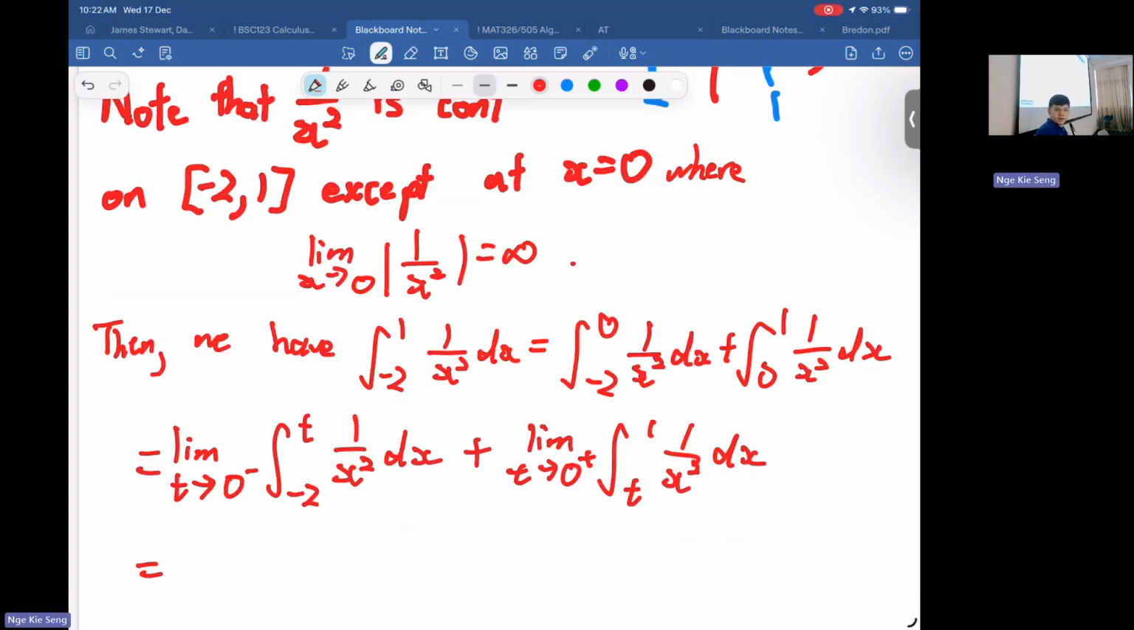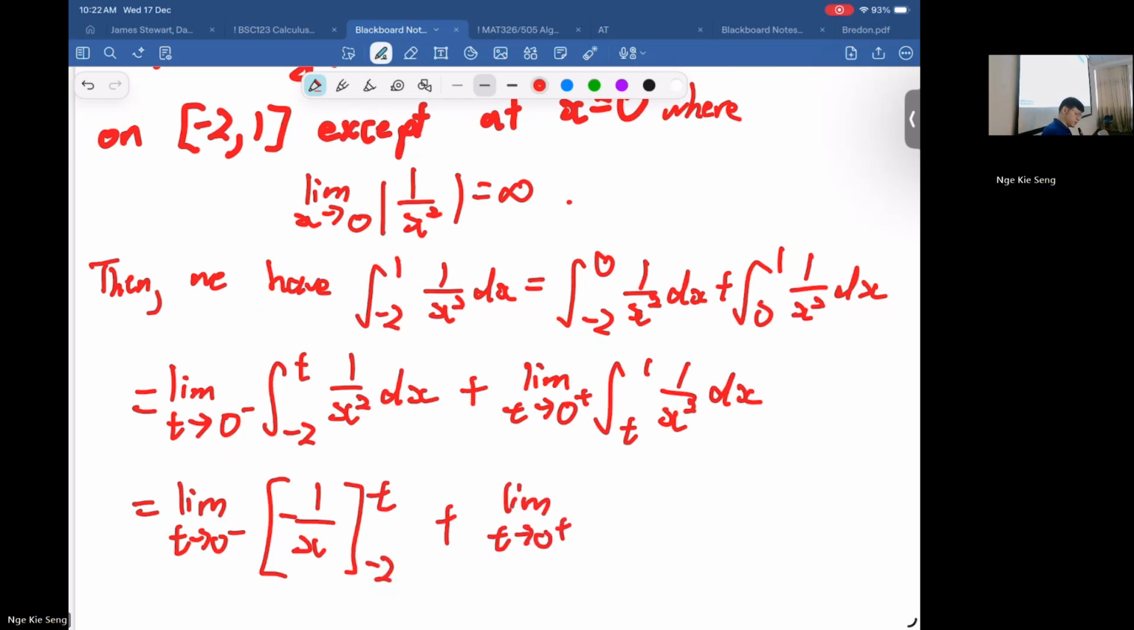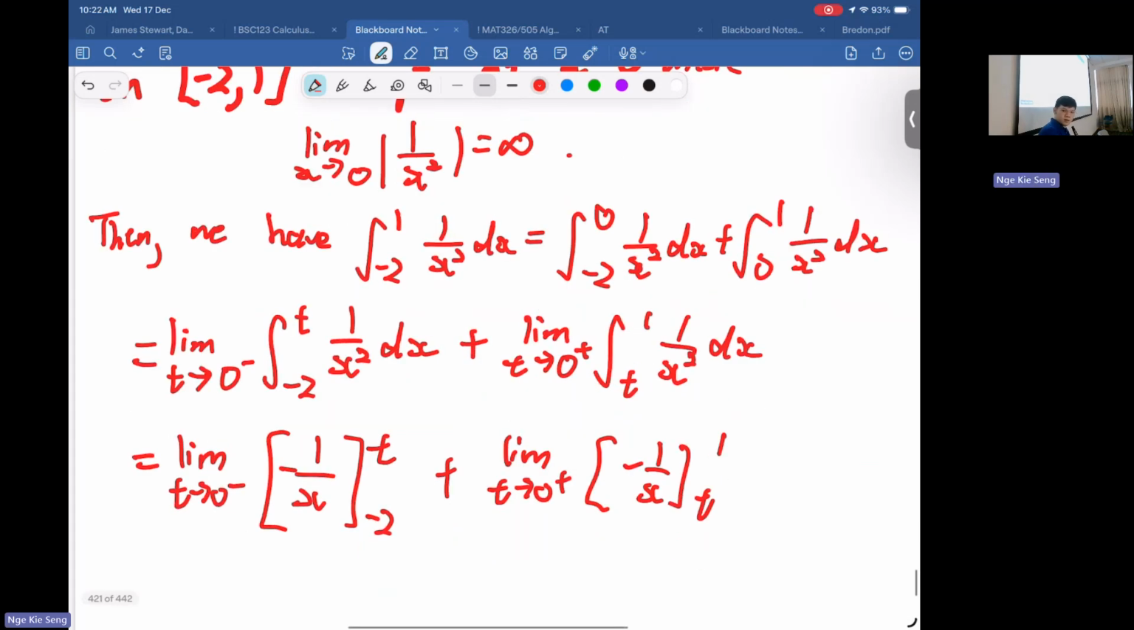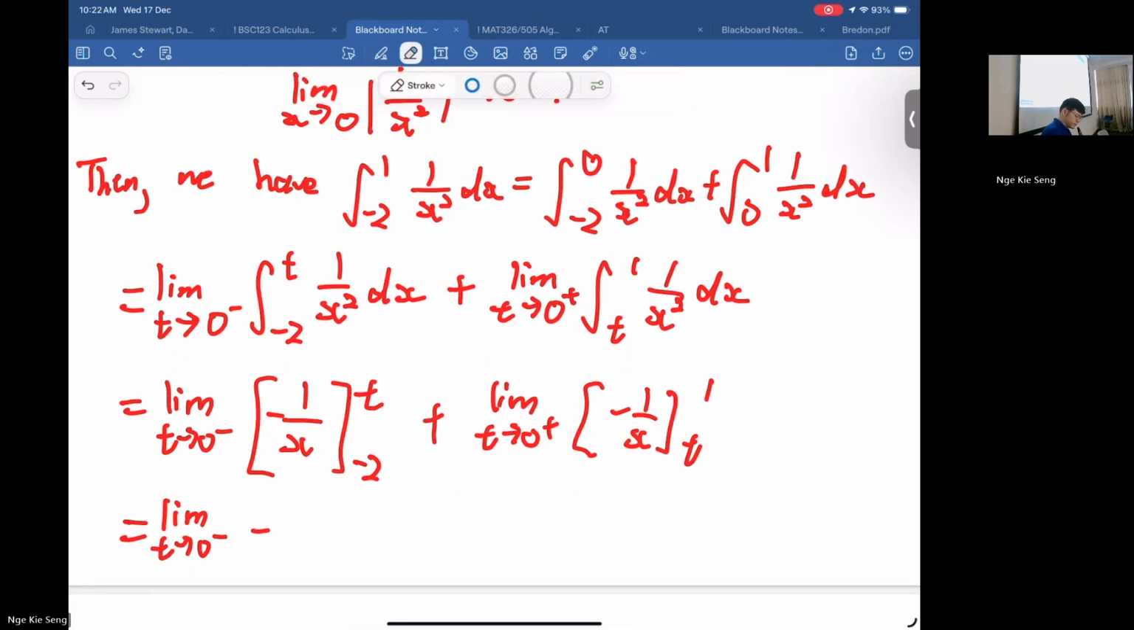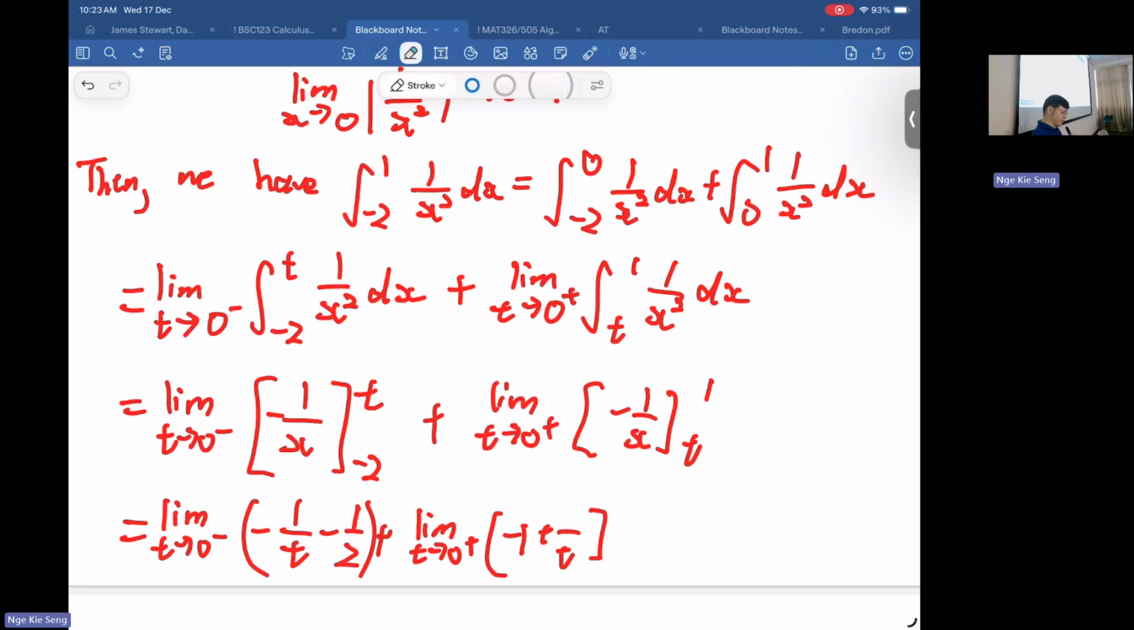Then you just do the usual integration. You get minus 1 over x, integrating from minus 1 to t. On the other side, you also integrate from t to 2. And then you just compute. You can see that both limit terms here include 1 over t. So if you take t to 0, this term will shoot to infinity. That's why they diverge.